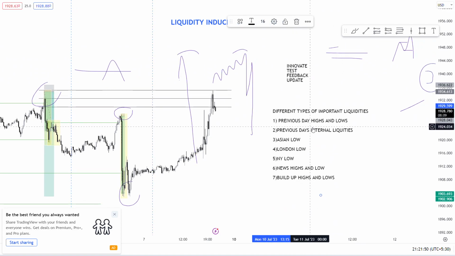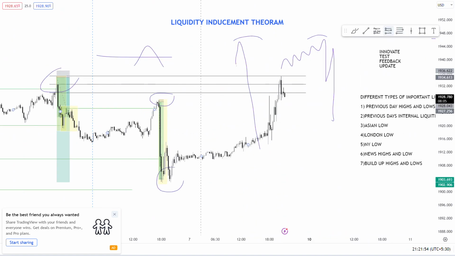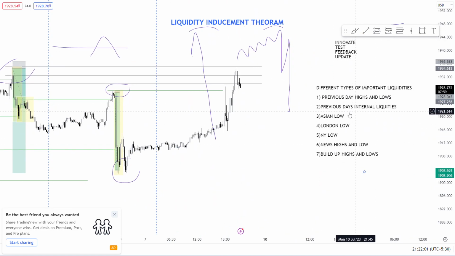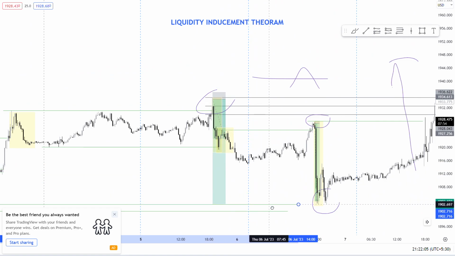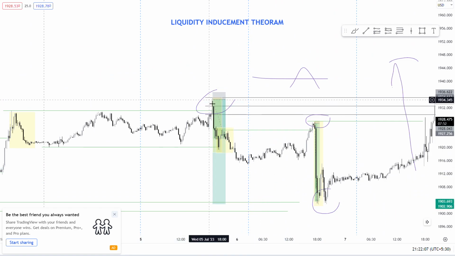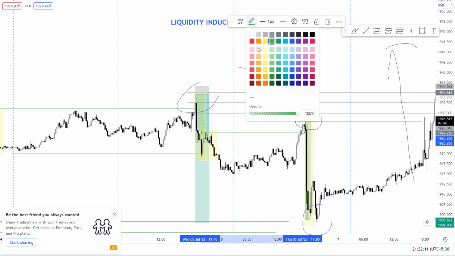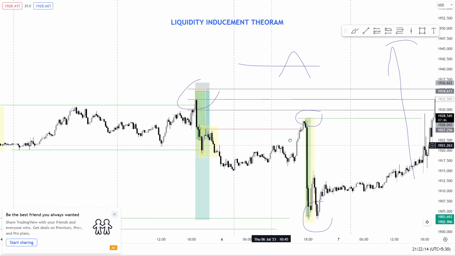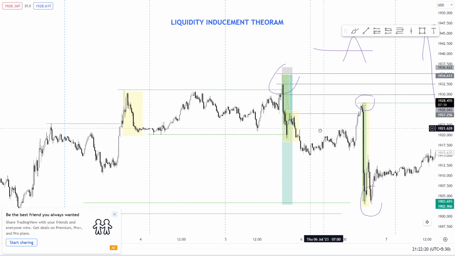So next thing, previous day's internal liquidity. As I told you, each day's high and low are the previous day's liquidity. So what about the previous day's internal liquidities? If there is a high that is in between the previous day high and low, it is called previous day's internal liquidity. For previous day's internal liquidity I usually use red color, because this high is in between the previous day high and previous day low. So this is the previous day's internal liquidity.